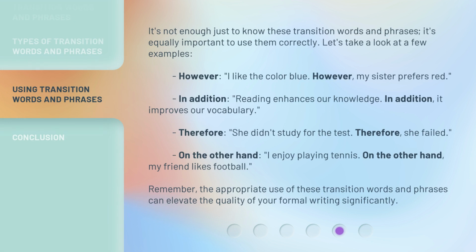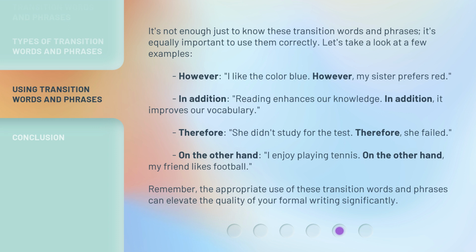It's not enough just to know these transition words and phrases. It's equally important to use them correctly. Let's take a look at a few examples. However, I like the color blue. However, my sister prefers red. In addition, reading enhances our knowledge. In addition, it improves our vocabulary.